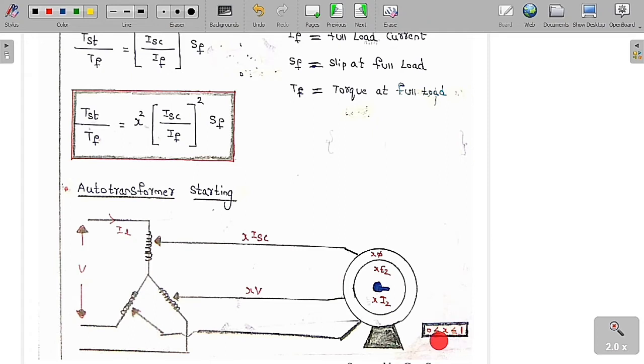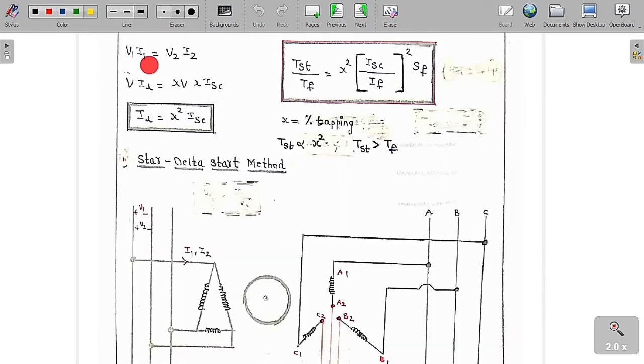X is going to lie between 0 and 1. Always the input power should be equal to the output power, so listen carefully. V1 I1 is equal to V2 I2. For the auto transformer, the input voltage is V and the input current is IL. For the output of the transformer, the voltage is X into V and the current is X into ISC. So if you solve this, V and V cancel.